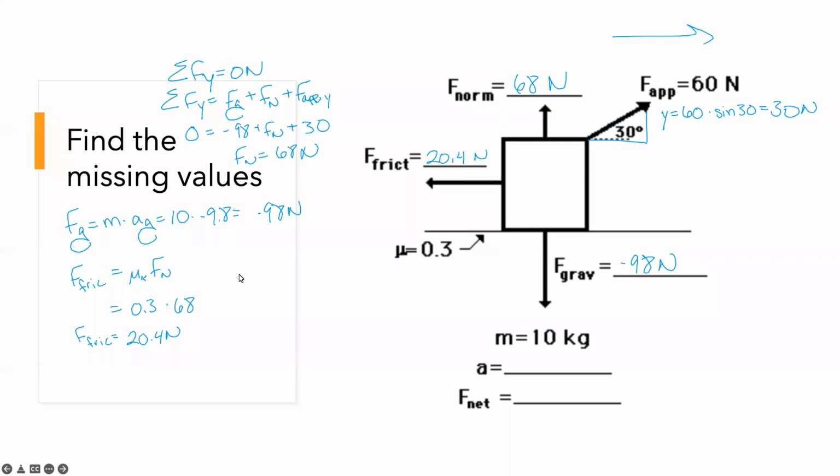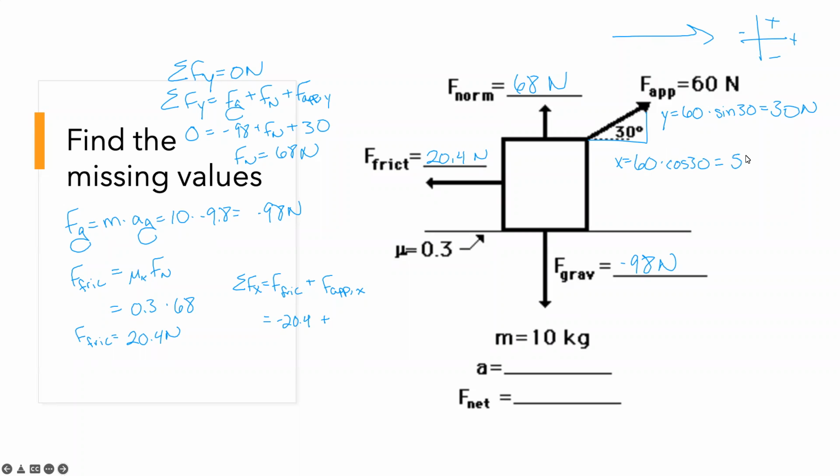Solving again, getting net force in the x direction. Our x direction forces are friction, and the applied force in the x direction, which again, given a coordinate system, makes this negative 20.4 for friction. And we need to figure out our applied force in the x direction, which is the magnitude of the force times the cosine of theta, which in this case is 60 times the cosine of 30.